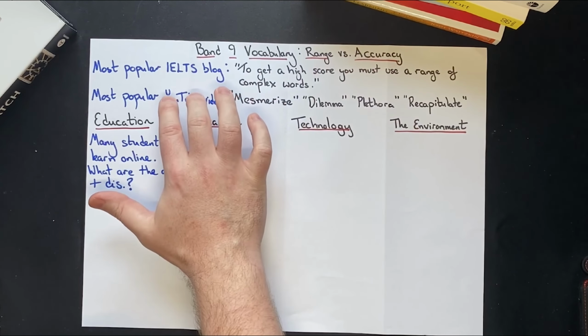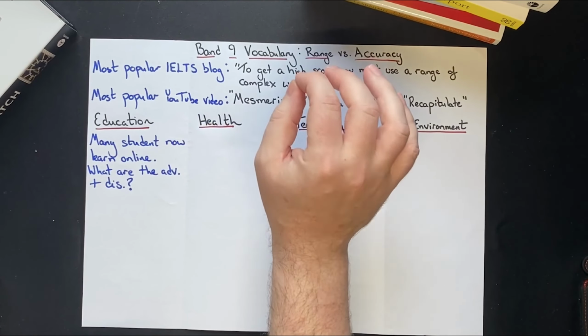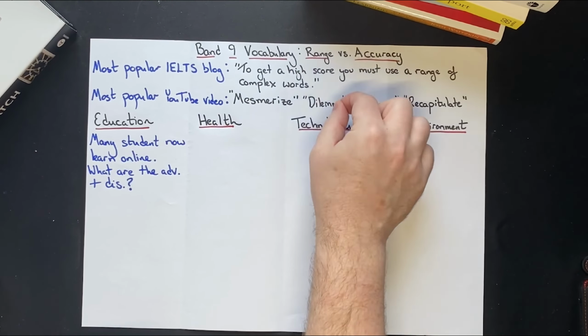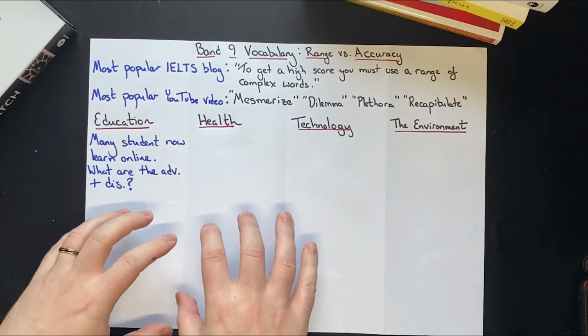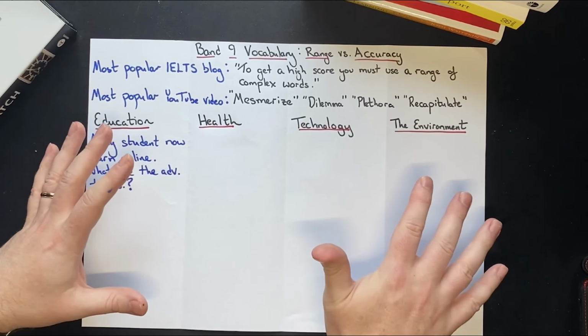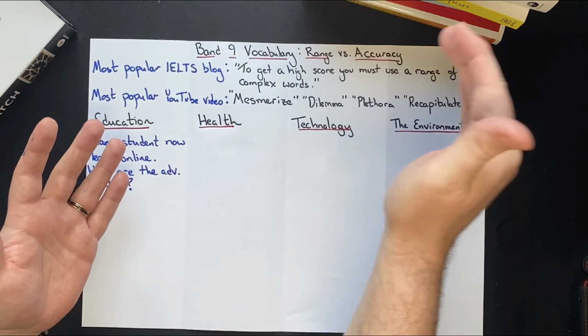So we're going to look at what the most popular IELTS blog and the most popular YouTube video have to say about this and why this is totally wrong. Why most students are getting this wrong, and simple free methods that you can use to actually improve your vocabulary range to a band 7, 8 or even 9.